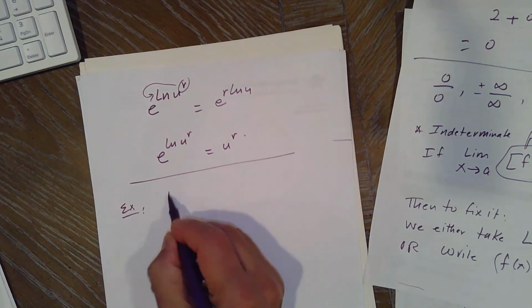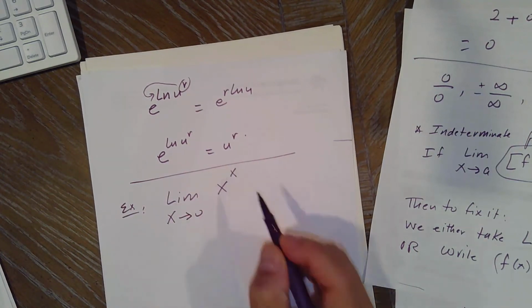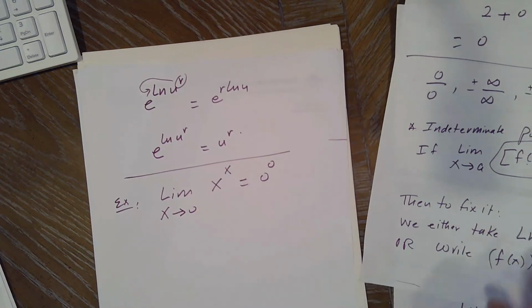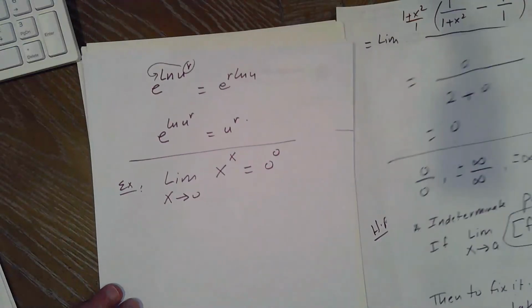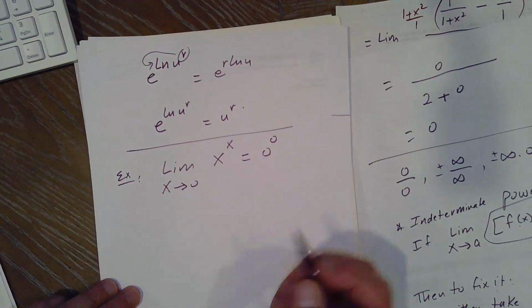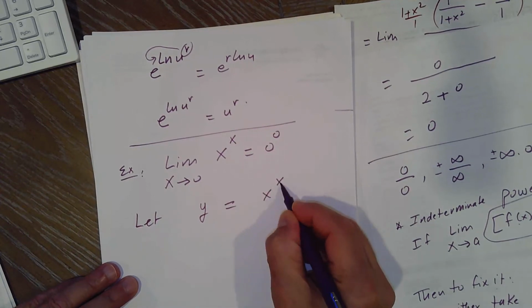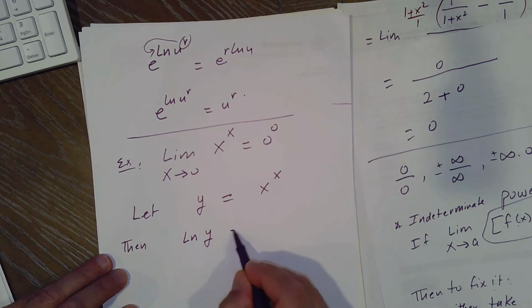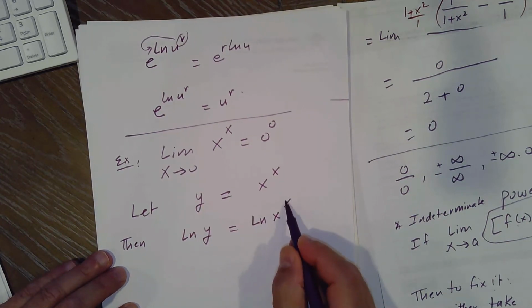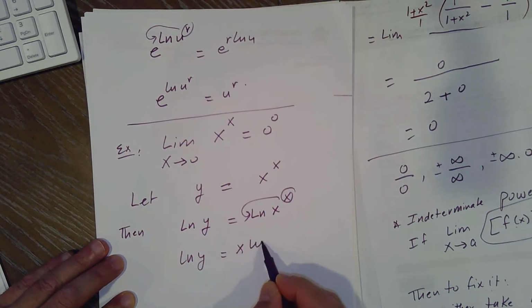So if I want to do, say, the limit as x goes to 0 of x to the power x, well, we get 0 to 0, which is indeterminate. So we're going to do ln, because I want to bring the power up front. So if I let y equals x to the x, then ln of y equals ln of x to the x, which is x times ln of x.